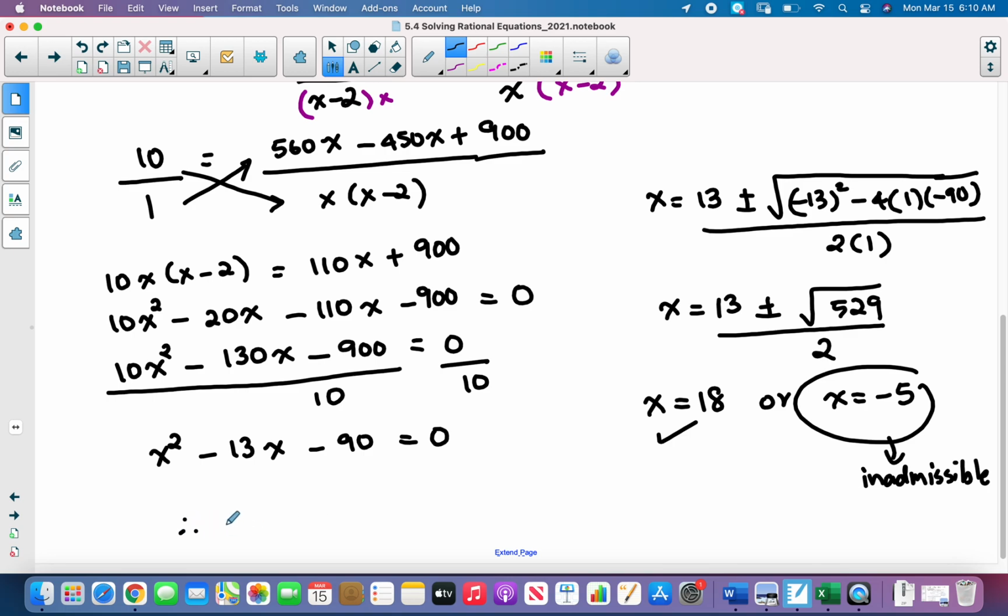So therefore, there were 18 t-shirts in the case. Okay, and she kept 2 and she sold 16 of them. So that's the answer. Let's try one more word problem.